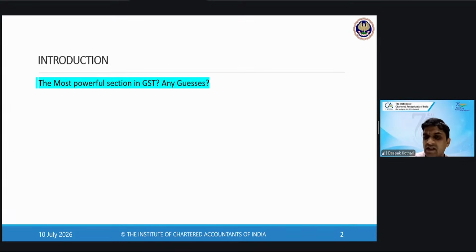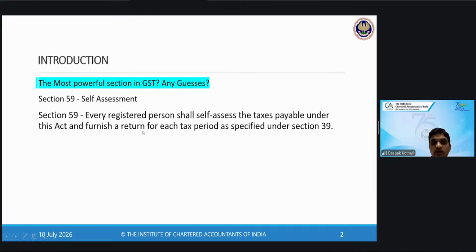73, 74, ITC. No, all those are provisions to keep the law or to follow the law. But from a taxpayer's perspective, there is one very important provision, which is just a simple two-line provision of the law, called self-assessment, which means that every registered person shall self-assess the taxes payable under this act and furnish a return for each tax period as specified under section 39.